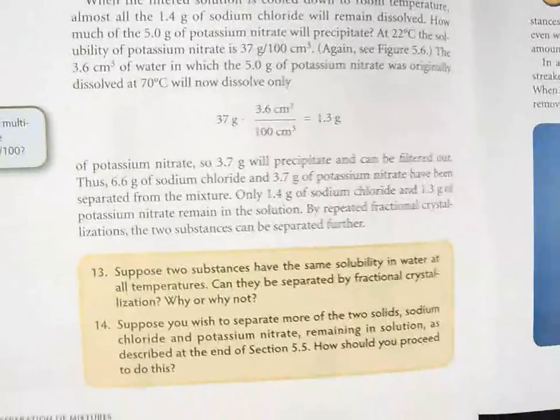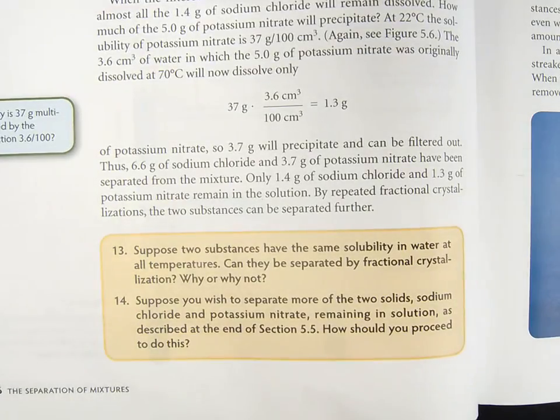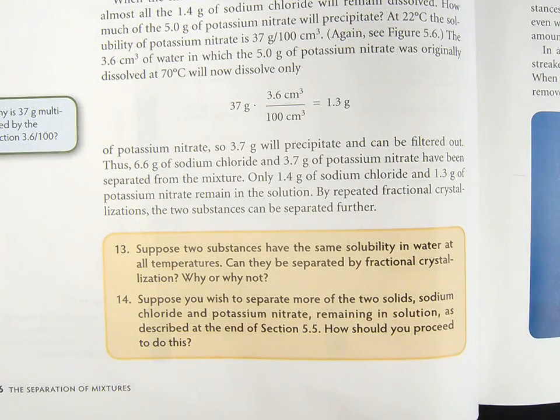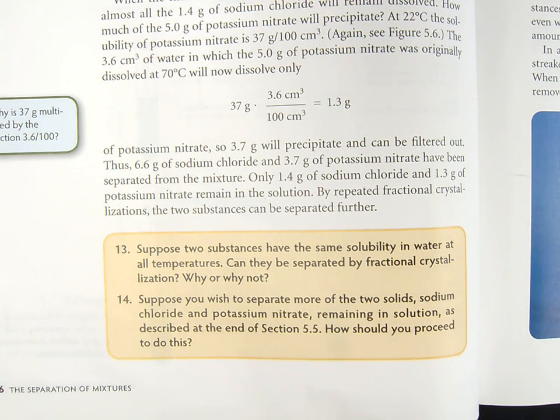Question 13. Suppose two substances have the same solubility in water at all temperatures. Can they be separated by fractional crystallization? Why or why not? No, they absolutely would not be able to be separated by fractional crystallization. In order for fractional crystallization to work, one of the substances needs to be more soluble at a certain temperature than the other one.